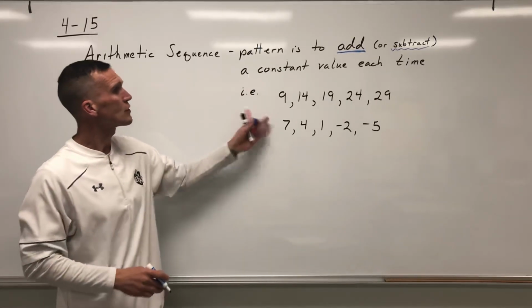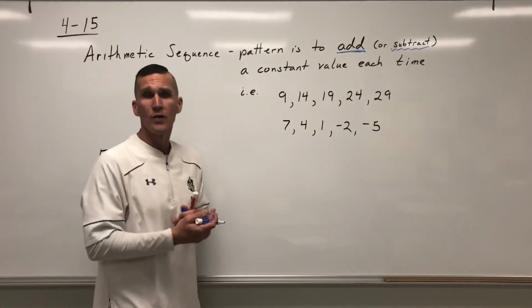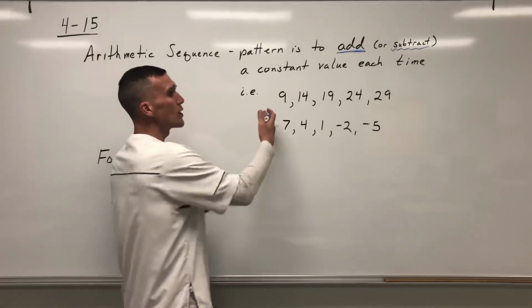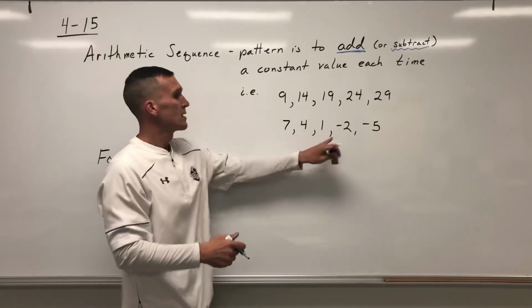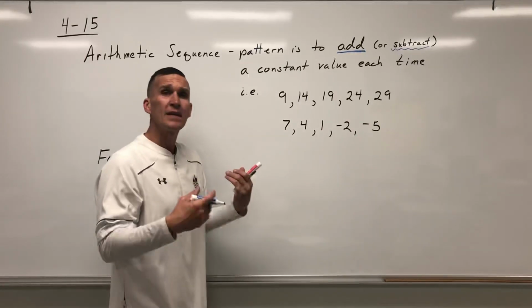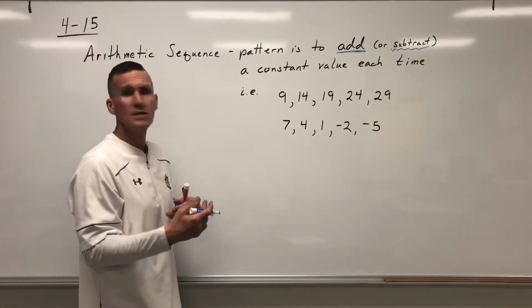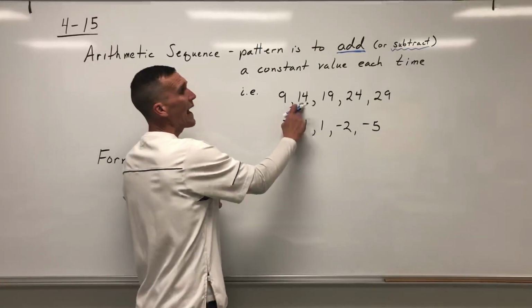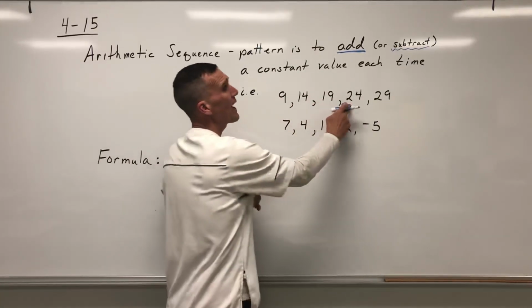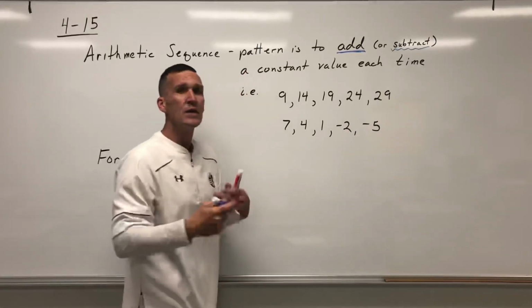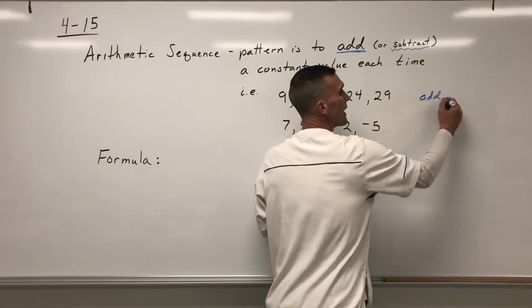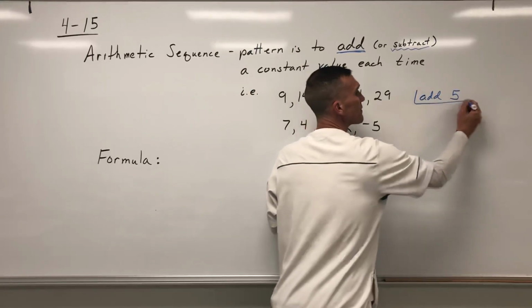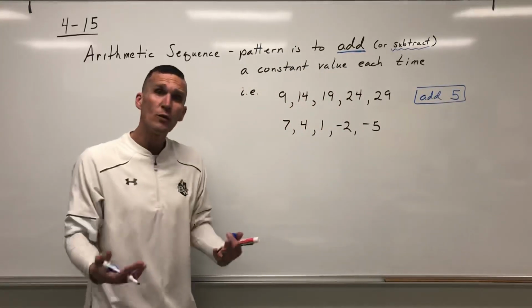So you guys, these are two examples of arithmetic sequences. So when you look at this pattern, honestly, this might be something that you would see, except for maybe the negative numbers, in an elementary class. Because you would see the pattern is add 5, add 5, add 5, add 5. So to me, the pattern is add 5. That makes that an arithmetic sequence.